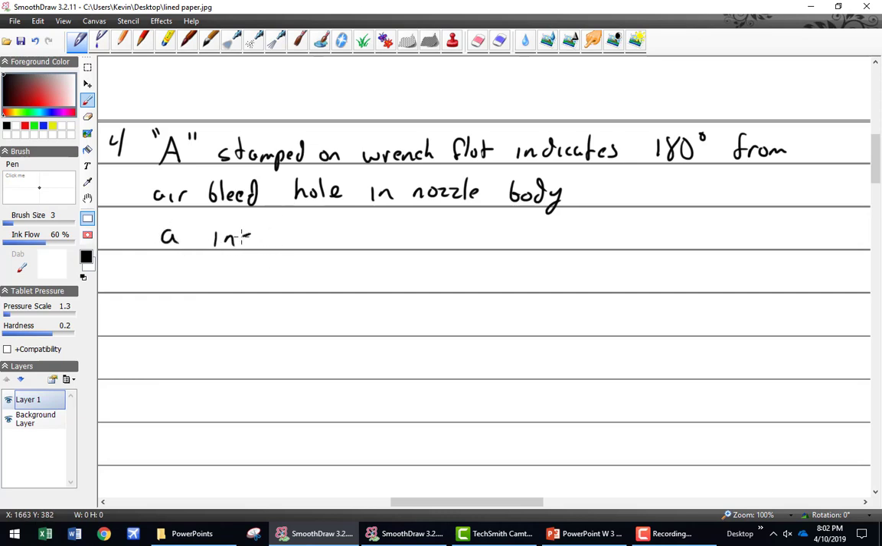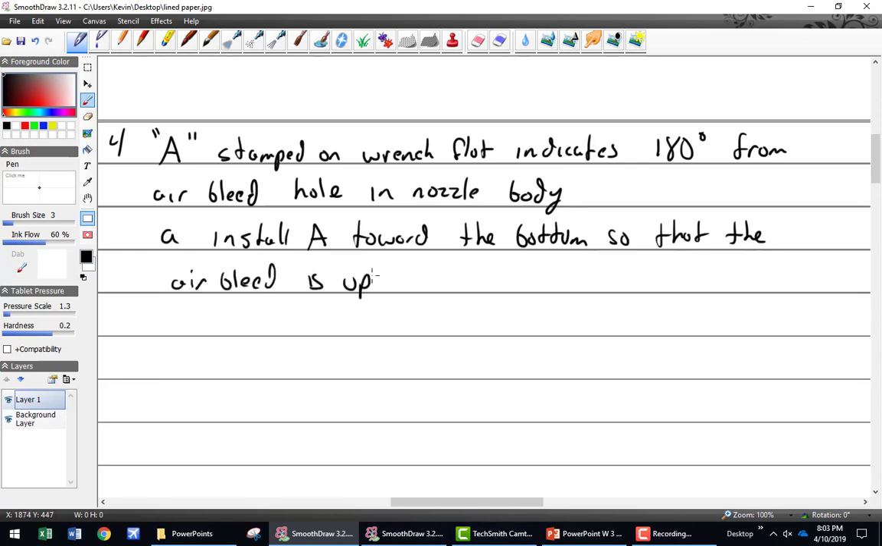So install the A toward the bottom so that the air bleed is up. You can fill it in if you want. There's always room on the Scantron somewhere, as long as you hide it. Well, there really isn't any A-hole in the... It's right there. I found it. All right.